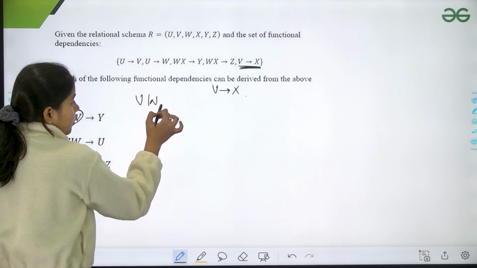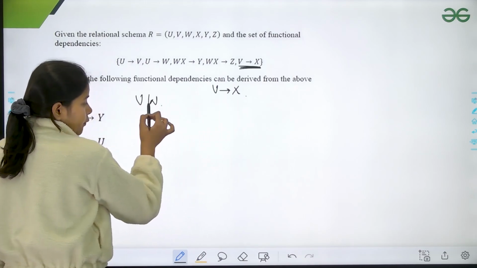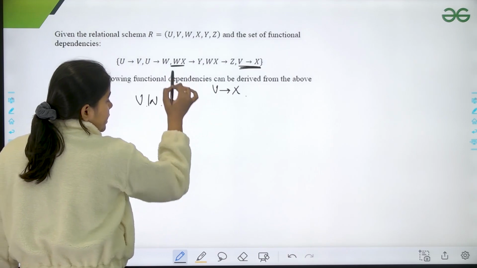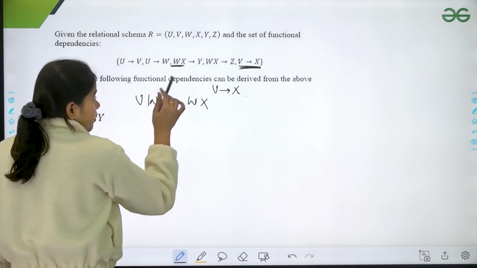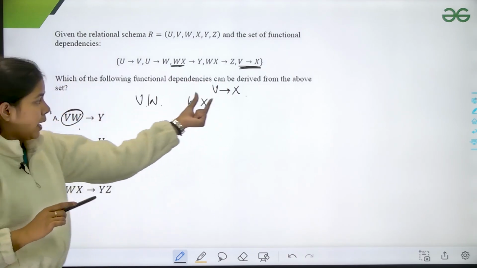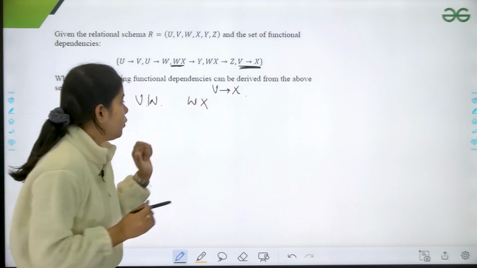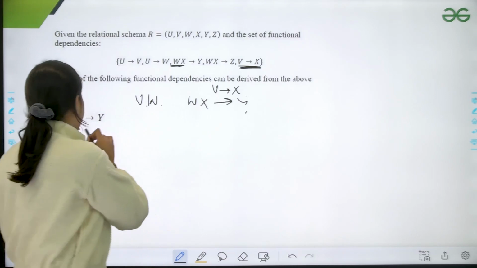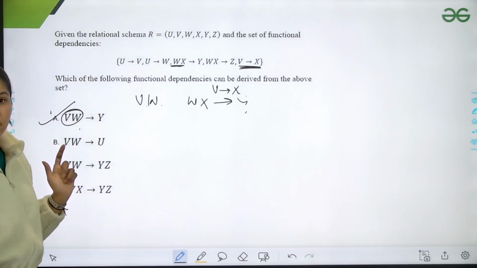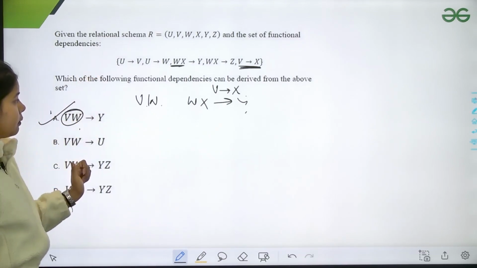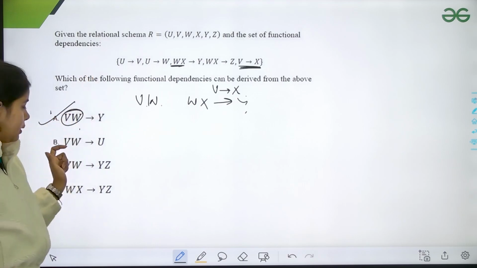I have to take VW. So V to X I got, and VW I have here. So I can say WX, because I have started with VW. I have V, from V I got X, and I already have W, then WX to Y. So I can say that VW to Y is a correct functional dependency. I can get it from the above set.